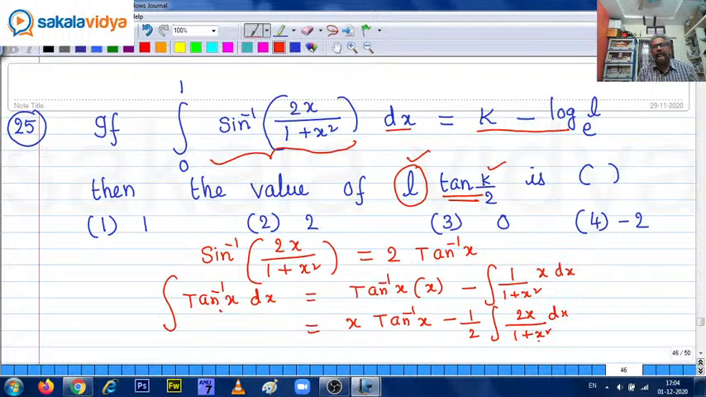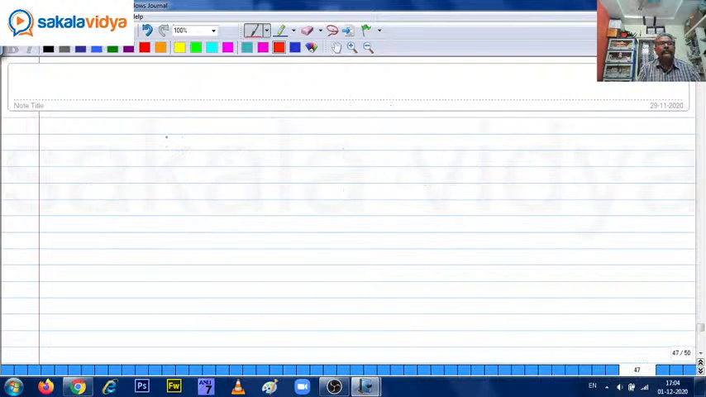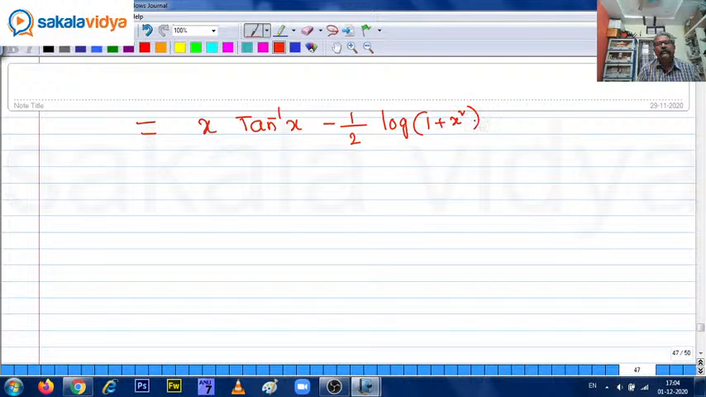See, this 2x is the derivative of 1 plus x square, f dash x by f of x. We can write log of 1 plus x square. So this equals x tan inverse x minus half log mod of 1 plus x square. So now apply the limit.